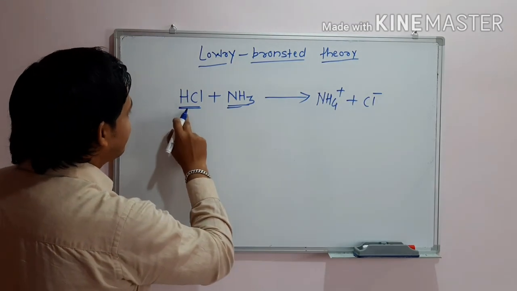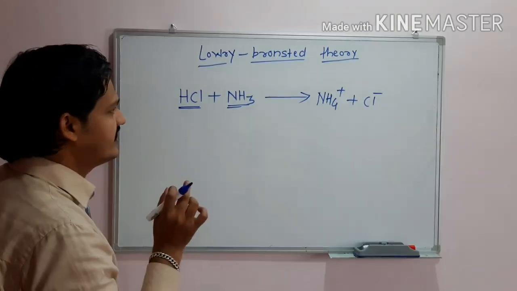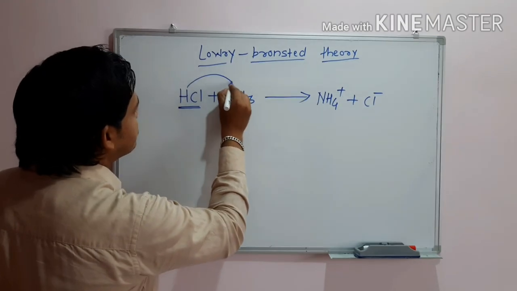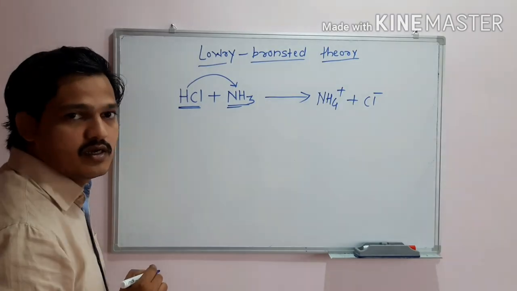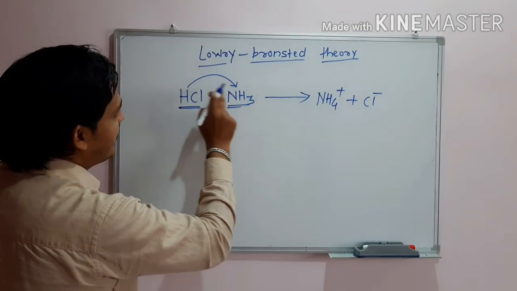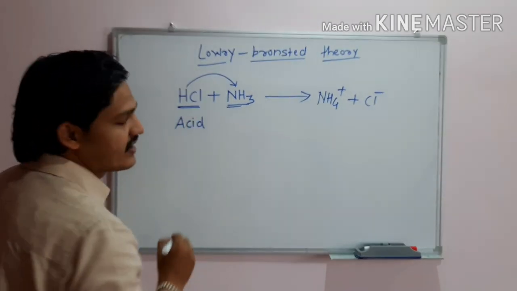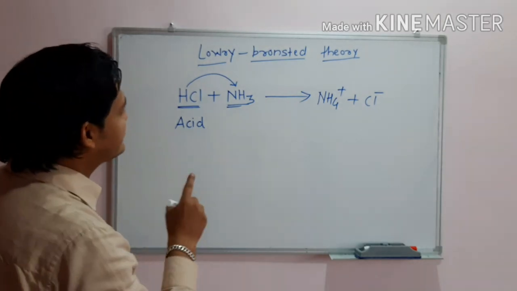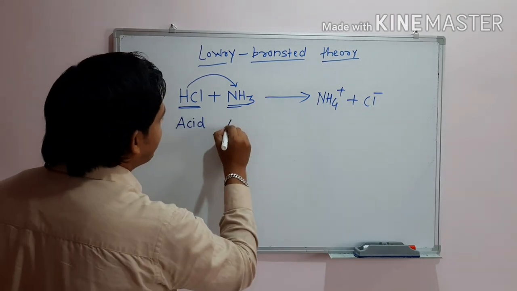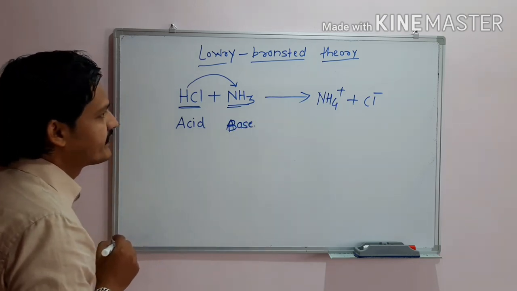The substance which can donate a proton. The reaction clearly suggests that HCl gives an H plus ion to the ammonia. So HCl donates an H plus ion to the ammonia, so HCl acts as an acid. Now the reaction also suggests NH3 accepts a proton, so NH3 acts as a base.